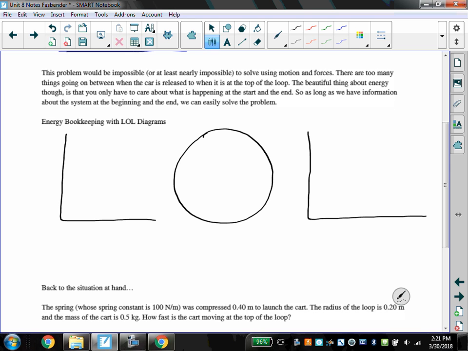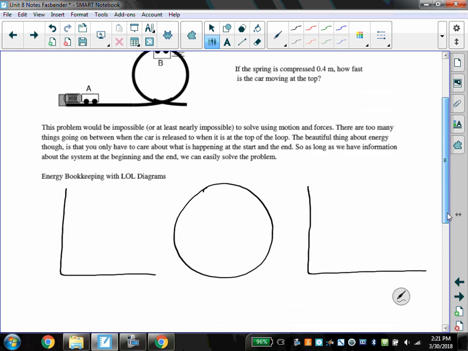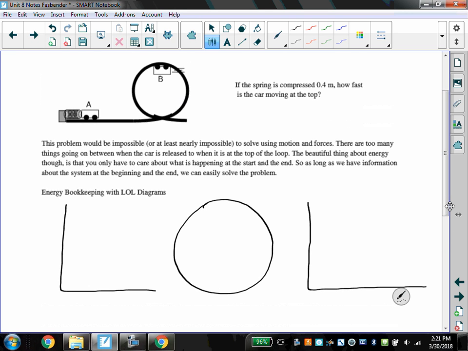Now, each of these three things is going to have a specific purpose. We're going to start with the O in the middle, and this is where we define what it is that we're looking at. So for our problem, we have a cart, we have a spring, we have a track, and we have the Earth. We don't want to forget the Earth. We always want to remember that this is where that's happening.